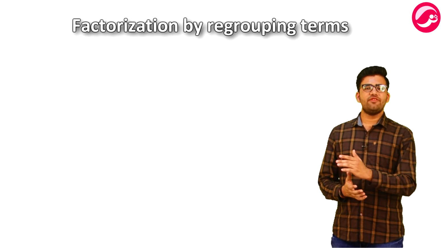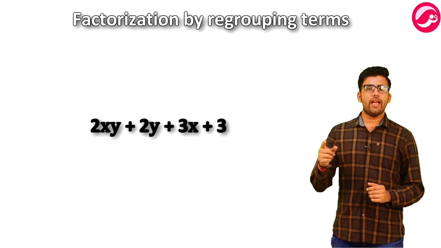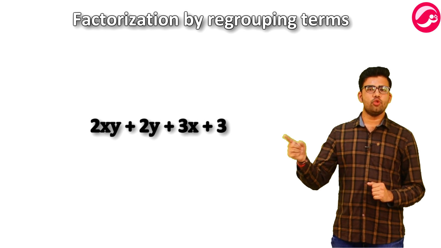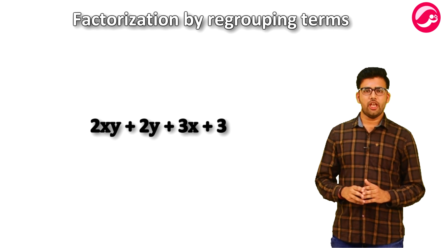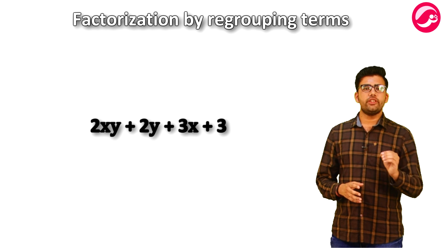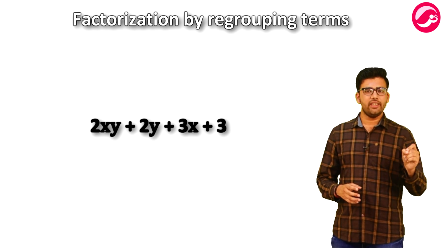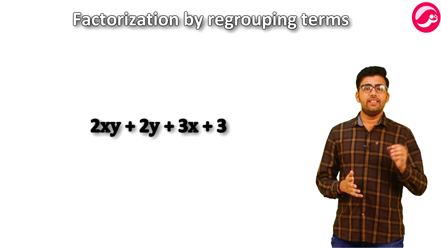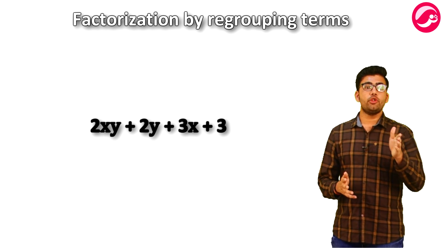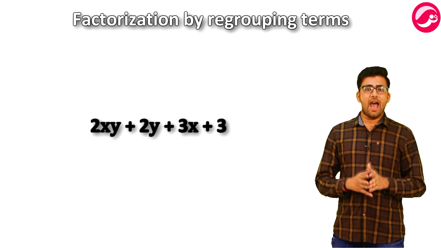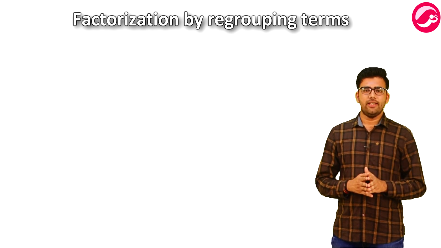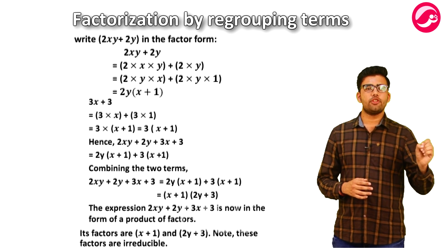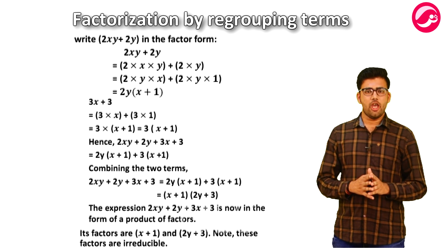Now, factorize by regrouping terms. Look at the expression 2xy plus 2y plus 3x plus 3. You will notice that the first two terms have common factor 2 and y, and the last two terms have the common factor 3. But there is no single factor common to all the terms. How shall we proceed? Let us write 2xy plus 2y in factor form.